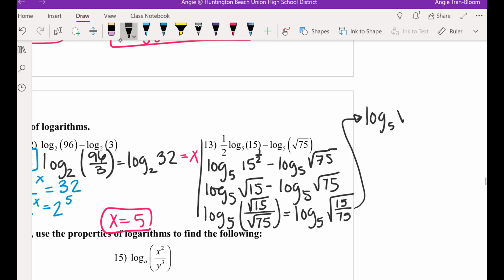Yeah? So radical 1/5. Okay. Evaluate means you have to give me one final answer. What do we do with that? Set it equal to x, perfect.